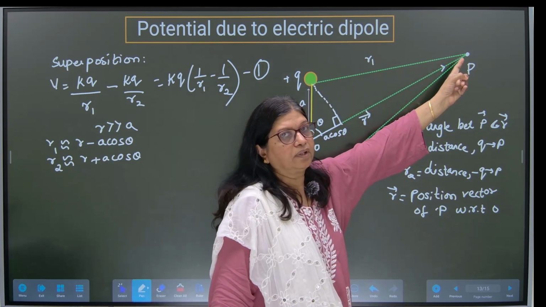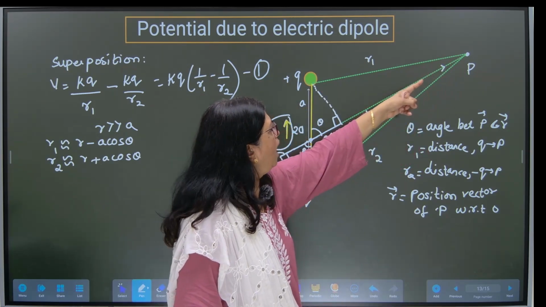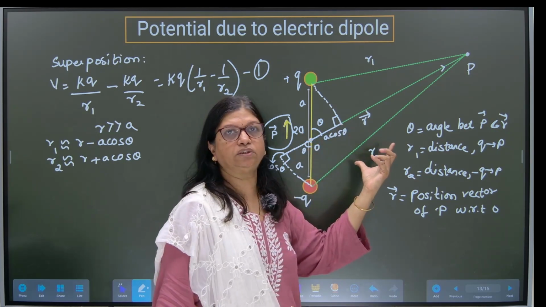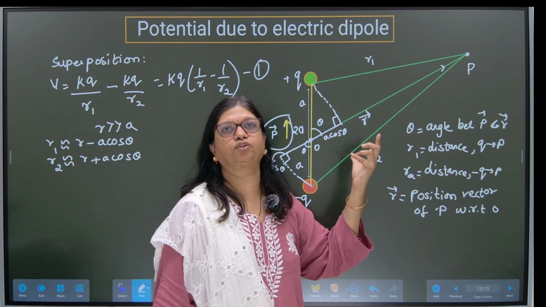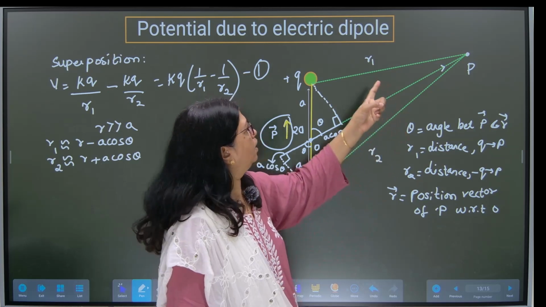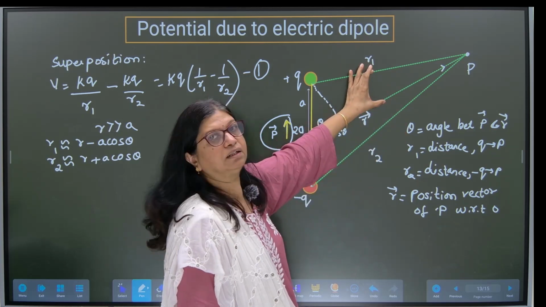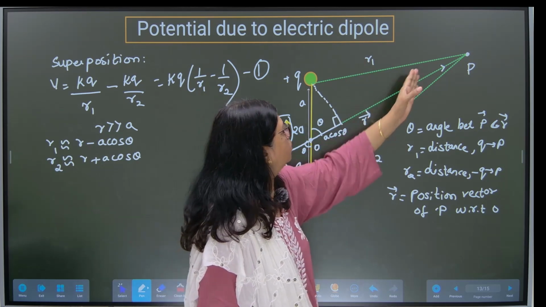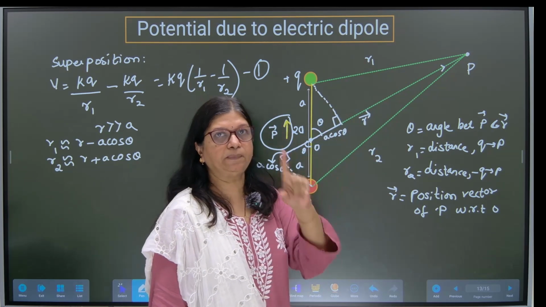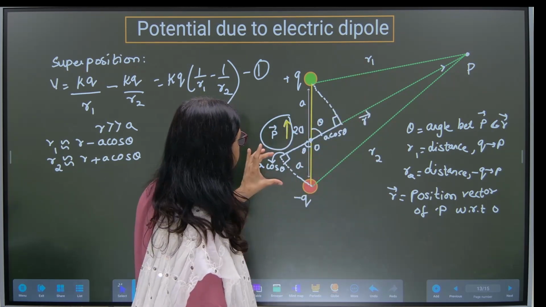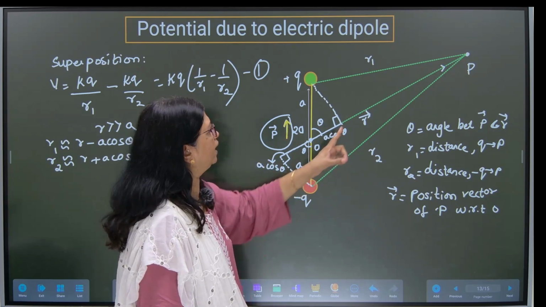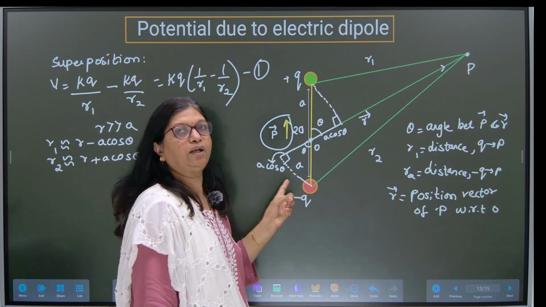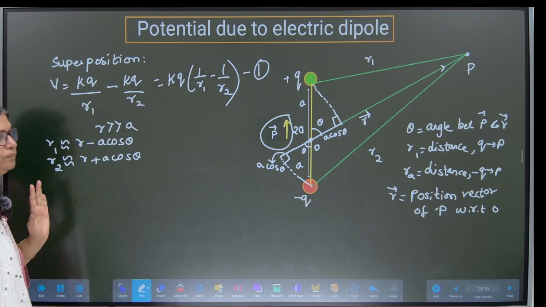R1 is equal to R till O minus this portion A cos theta. That's why I have made the construction. Okay, here we can say these two sides are nearly equal and this portion from here to here is R minus A cos theta. Similarly, in this longer triangle, we can write R2 nearly equal to R plus A cos theta, which I have written here.